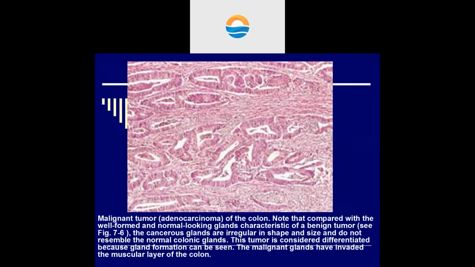The other picture is a malignant tumor, adenocarcinoma of the colon. Note that they compare with the well-formed and normal-looking glands characteristic of a benign tumor. The cancerous glands are irregular in shape and size and do not resemble the normal colonic glands. This tumor is considered differentiated because gland formation can be seen. We see some sort of glands. The malignant glands have invaded the muscular layer of the colon.